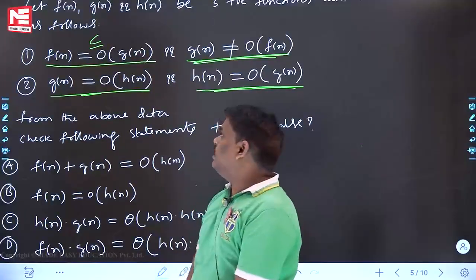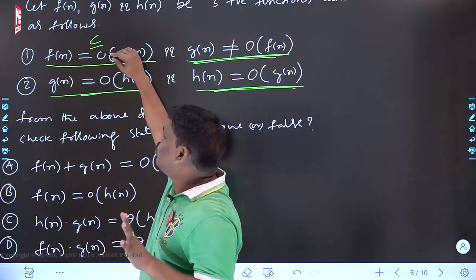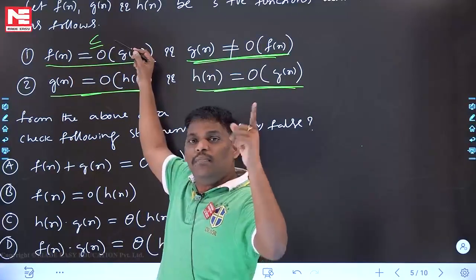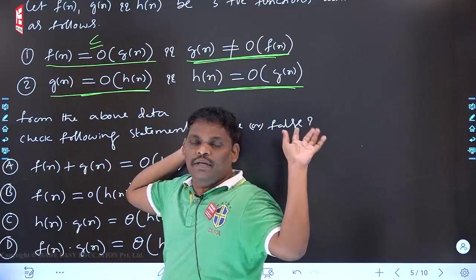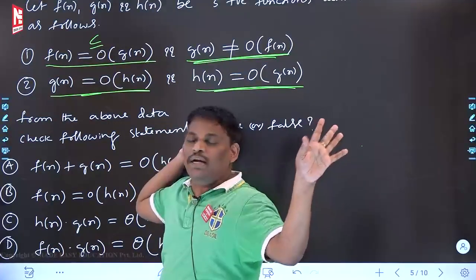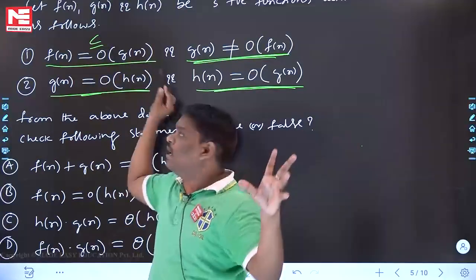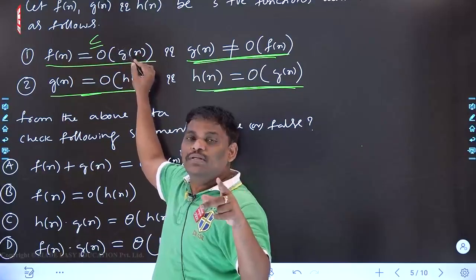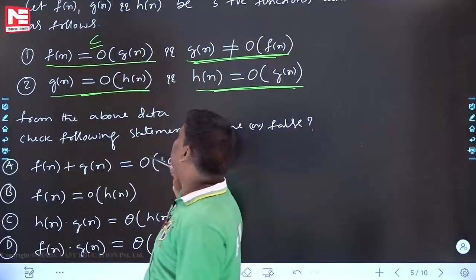Can you help? Right, this one. F of n is big O of g of n. G of n may be bigger or equal. What is the confusion you have? G of n may be bigger or may be equal, but one thing, f of n cannot be bigger. Right? From this, what can you conclude? Either g of n is bigger or equal, only two cases arise. Fine. Let's see the interesting answer.